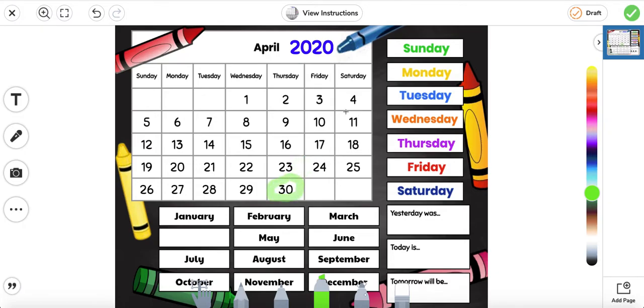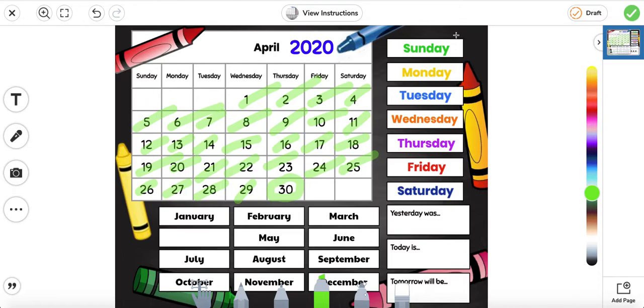Are you ready? 1, 2, 3, 4, 5, 6, 7, 8, 9, 10, 11, 12, 13, 14, 15, 16, 17, 18, 19, 20, 21, 22, 23, 24, 25, 26, 27, 28, 29, 30.